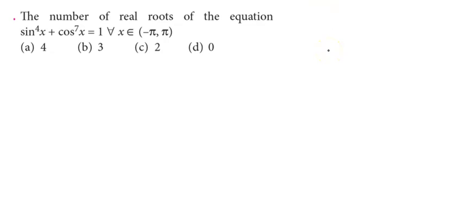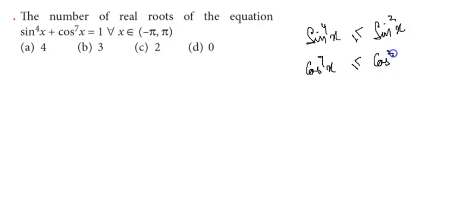The next question is we have to find the number of real roots for this trigonometric equation: sine to the power 4 x plus cos to the power 7 x equals 1. So we know that sine to the power 4 x will always be less than or equal to sine square x, because sin x will always lie between minus 1 and 1. Same way we can say that cos to the power 7 x is less than or equal to cos square x.